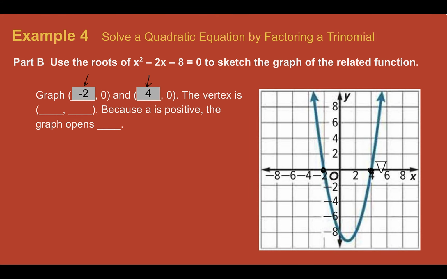So remember, in graphing, the solutions are where it goes through the x-axis. Those are your x-intercepts or zeros. Our vertex here we could figure out would be halfway between these two for our axis of symmetry.